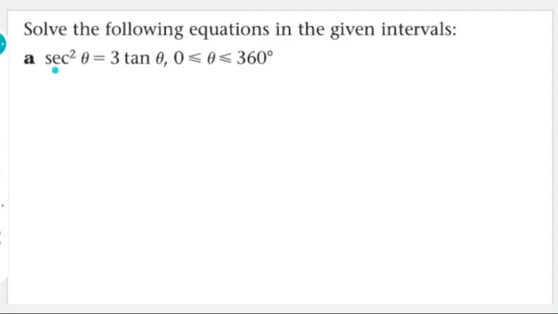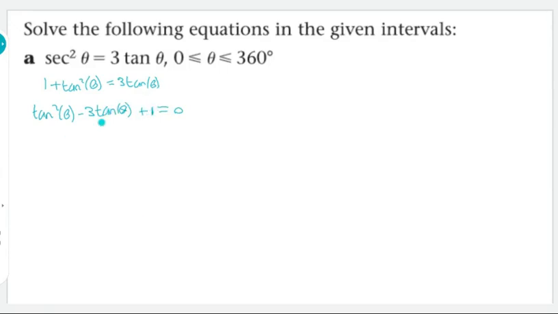We can say that 1 plus tan squared is sec squared. So I can replace sec squared with 1 plus tan squared of theta, and that equals 3 tan theta. Then I can solve this like a quadratic equation. So I've got tan squared theta minus 3 tan theta plus 1 is equal to 0, like that.